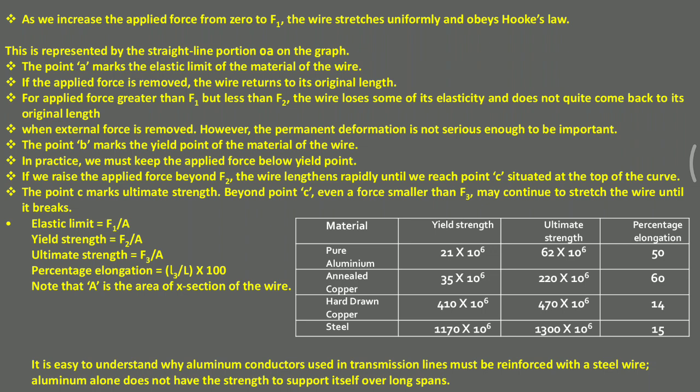If A is the area of cross section of the wire, we can notice that as the material changes, the yield strength, ultimate strength, and percentage elongation change for different materials such as pure aluminium, annealed copper, hard drawn copper and steel. And it is easy to understand why aluminium conductors used in transmission lines must be reinforced with a steel wire, as aluminium alone does not have the strength to support itself over long spans.